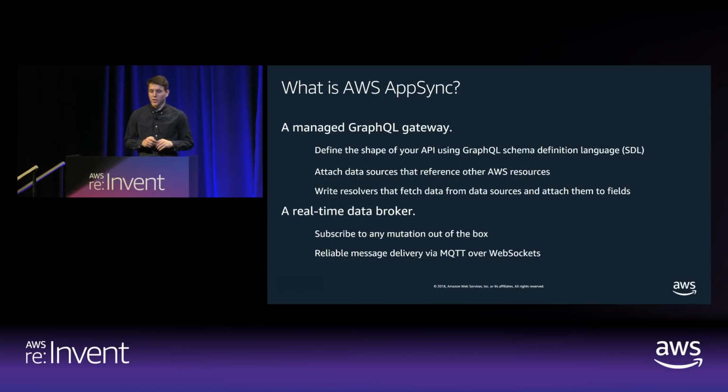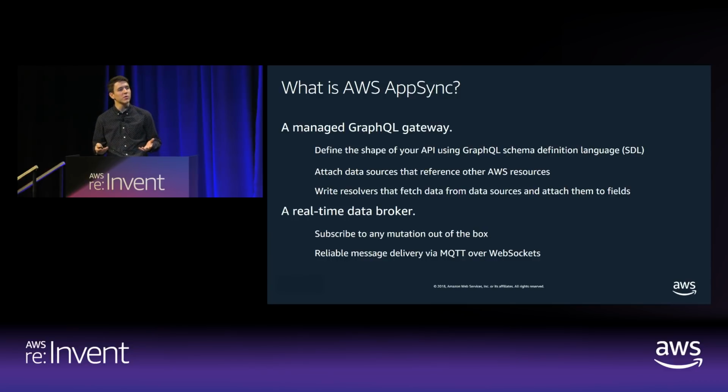So first, we're going to look at AWS AppSync. So what is AppSync? AppSync is a managed serverless GraphQL gateway on AWS. It allows you to define the shape of your API using the GraphQL schema definition language, or SDL for short. It allows you to attach data sources that reference data stores that live in your AWS account, and also associates that data source with a role that you have control of so that you can limit what operations AppSync has permission to call on your behalf.